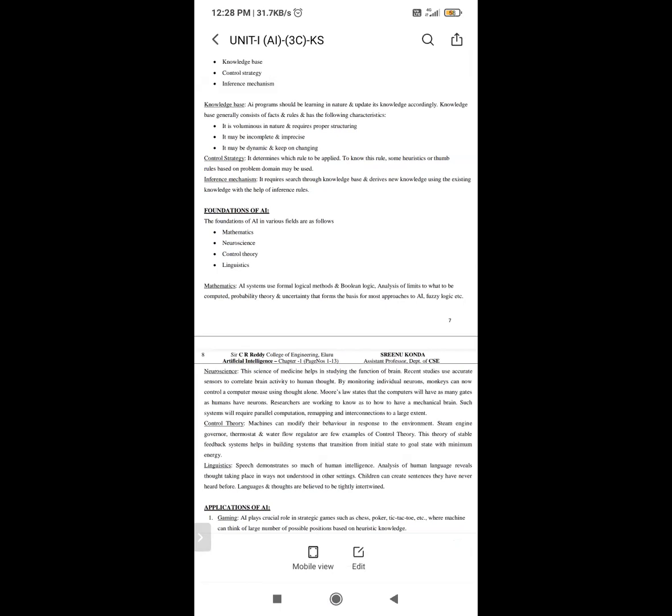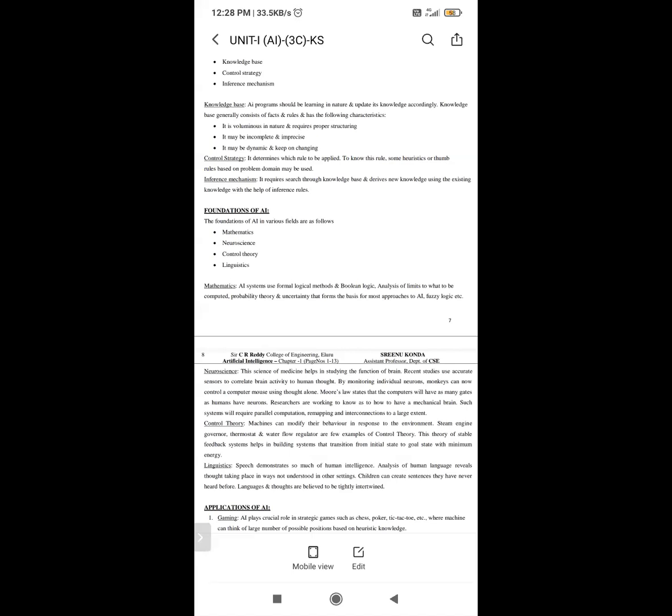Okay, so AI programs are learning in nature and update its knowledge accordingly. ఎప్పటికప్పుడు నాలెడ్జ్ అప్డేట్ చేసుకుంటూ ఉంటుంది, అలాగే లెర్న్ చేసుకుంటూ ఉంటుంది. ఓకే, రైట్. సో నాలెడ్జ్ బేస్ జనరల్ కంటైన్స్ ఫ్యాక్ట్స్ అండ్ రూల్స్. సో ఈ నాలెడ్జ్ బేస్లో మనకి ఆల్ ద ఫ్యాక్ట్స్ అండ్ రూల్స్ ఉంటాయి, ఏ రూల్ ఎప్పుడు అప్లై చేయాలి అనేవి. So all the rules and all the facts will be present in the knowledge base, right?